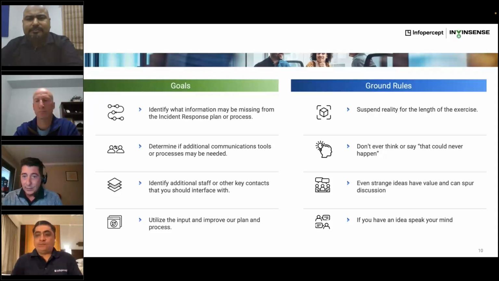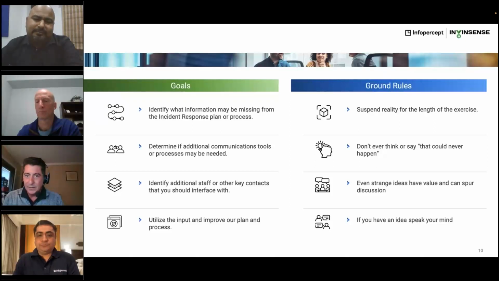Key contacts that we should be interfacing with, so escalation, call trees, all the rest. That's information that will come out of the plans that we hopefully have brought to the table when this occurs. Then taking the inputs and improving the plan and process, of course, the plan, do, check, act.